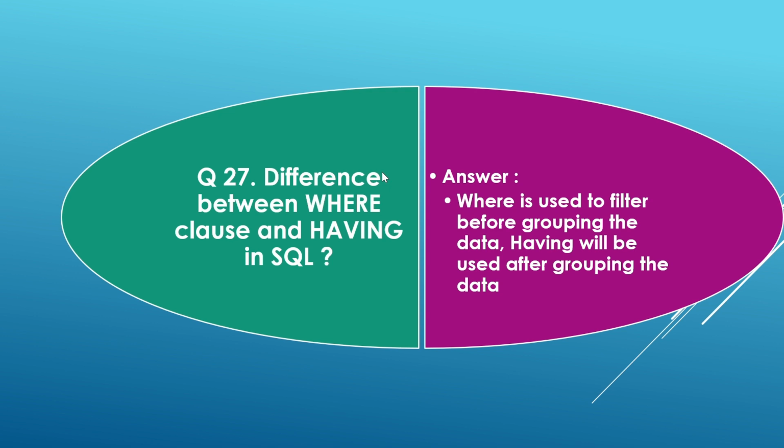This is the BODS SQL question. What is the difference between the WHERE clause and HAVING in SQL? WHERE and HAVING are both used to apply filters to the data. WHERE is used to filter before grouping the data, and HAVING is used after grouping the data. So the main difference between WHERE and HAVING is that WHERE is used before grouping the data and HAVING is used after grouping the data.